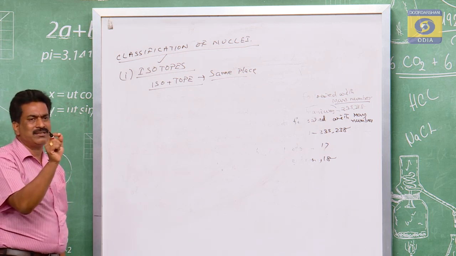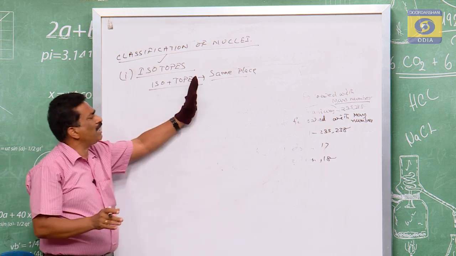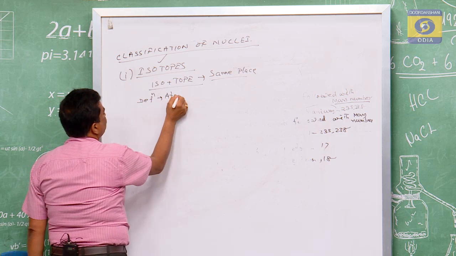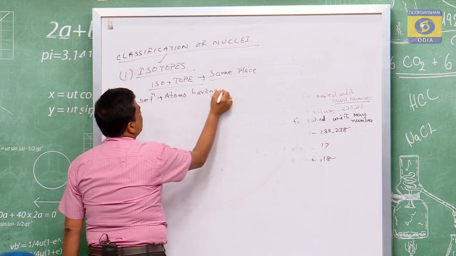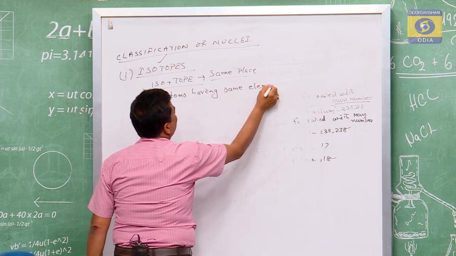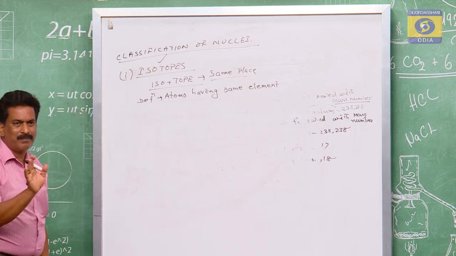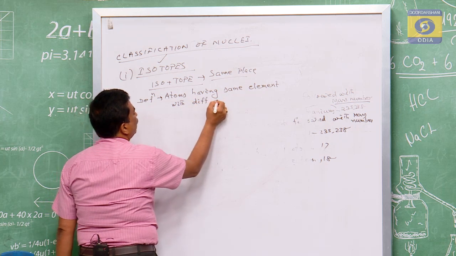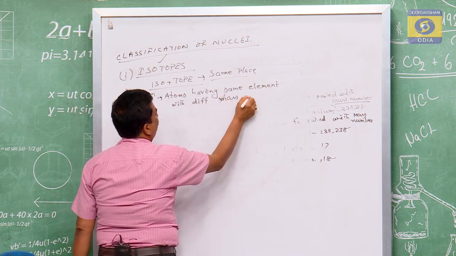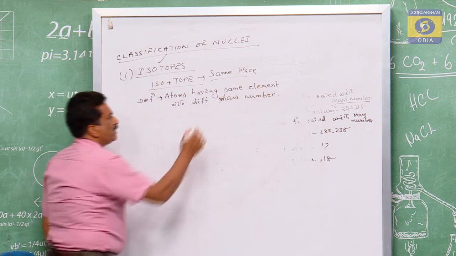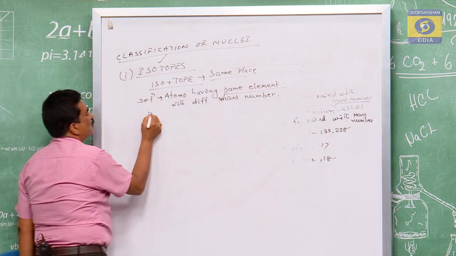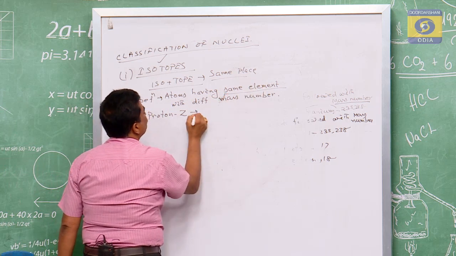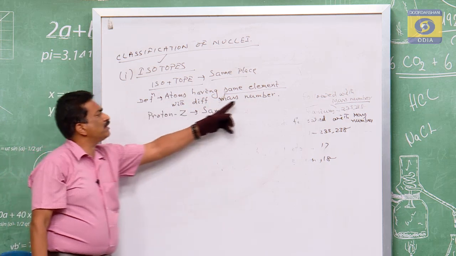When taken in the periodic table with different positions, that element's place will always remain the same. Then what is its definition? Atoms having the same element, where the element is represented by its proton number, which always remains the same, but with different mass numbers. Having the same element means the same proton number Z, but with different mass numbers.